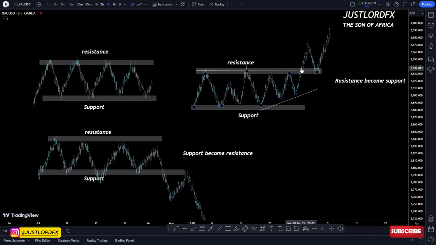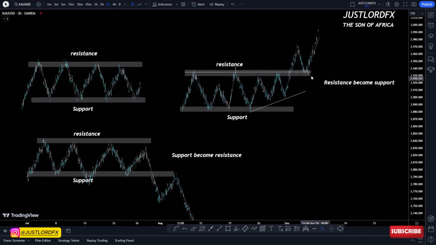The third secret is to get a full body candlestick break above the zone. Just a wick does not signify that the market structure has been broken, or that the resistance and support has been broken. So you can see after the market went up, this resistance is now acting as what? Support. That is why I have written here: resistance becomes support. The market came back.